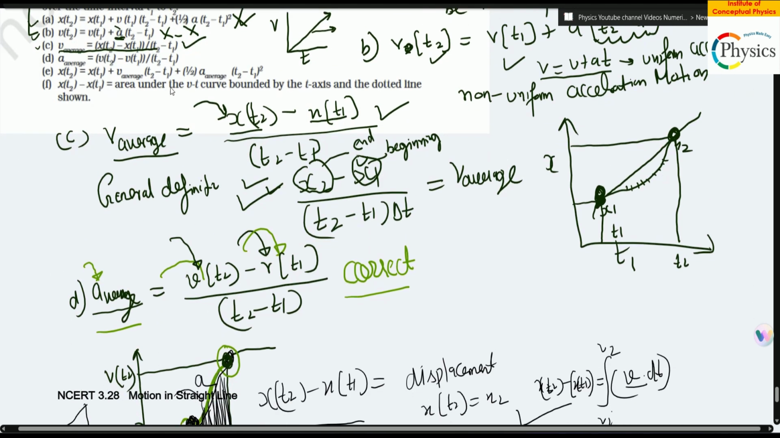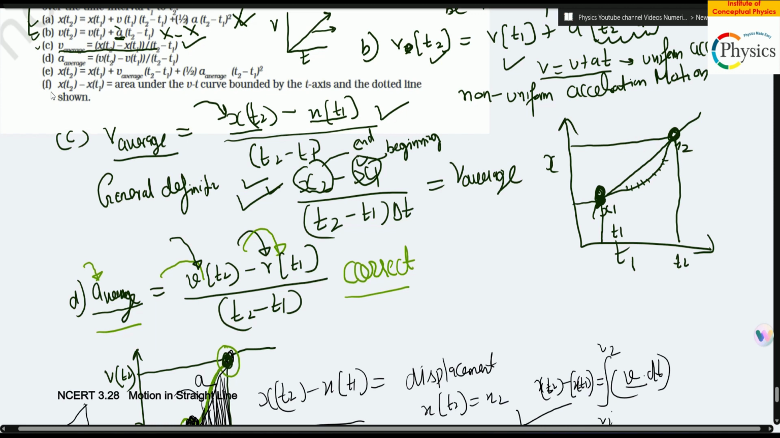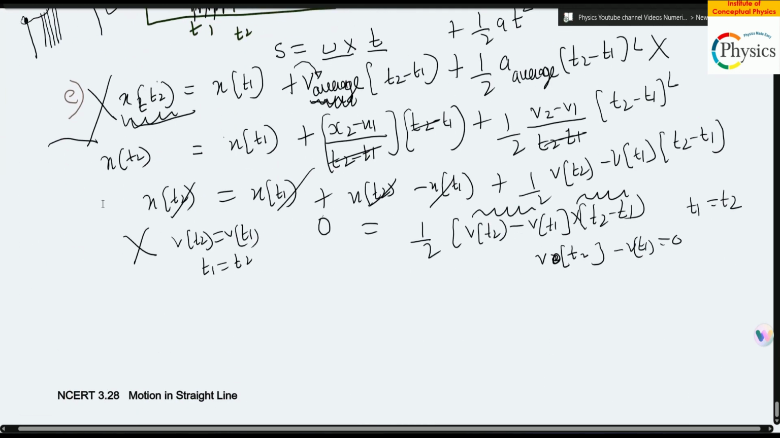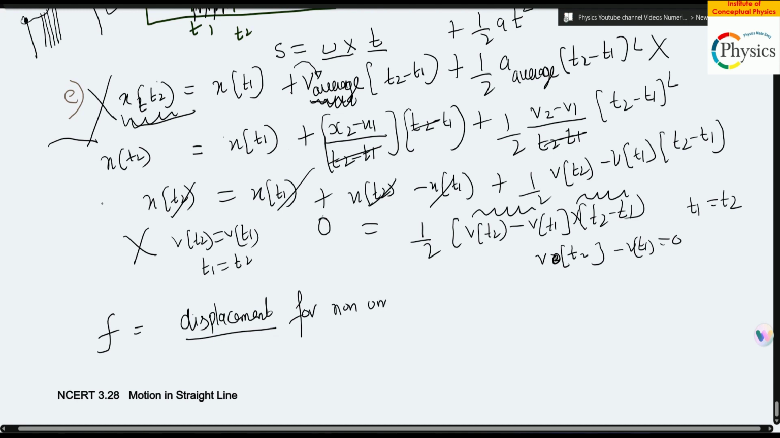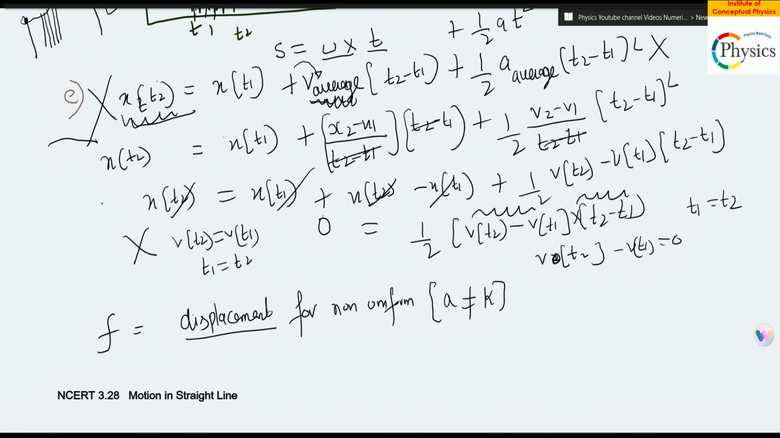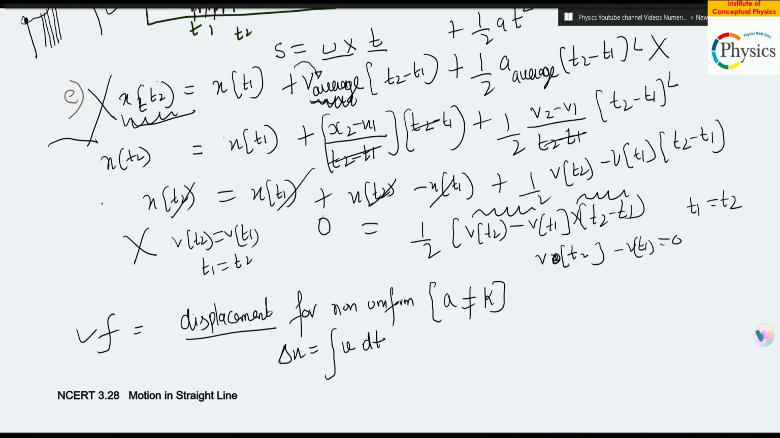x t2 minus x t1 is the area under the curve. This is what I told you, right? Let's talk about E and then F. I just gave you the answer of F, right? F talks about that the displacement is the area under the curve. That is the way you solve the displacement for non-uniform motion. Non-uniform motion means the acceleration is not constant. How do you calculate the displacement? The displacement is calculated by integral calculus, right? This is it. So this is the way you calculate delta x. So F is a correct answer.